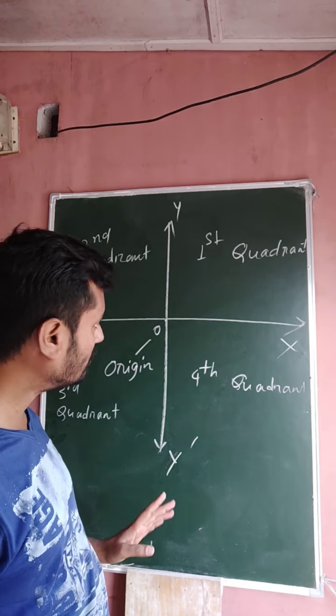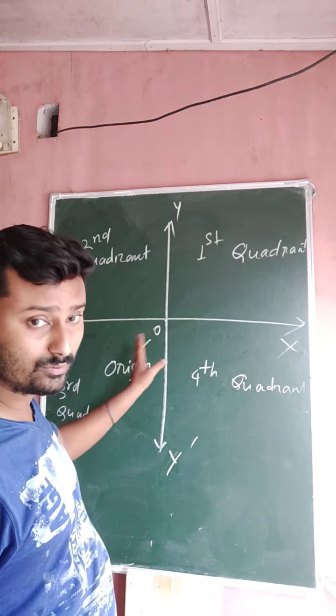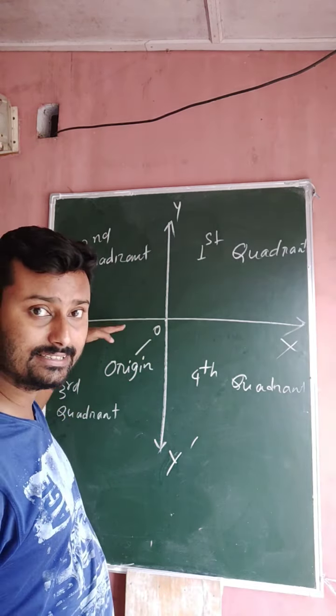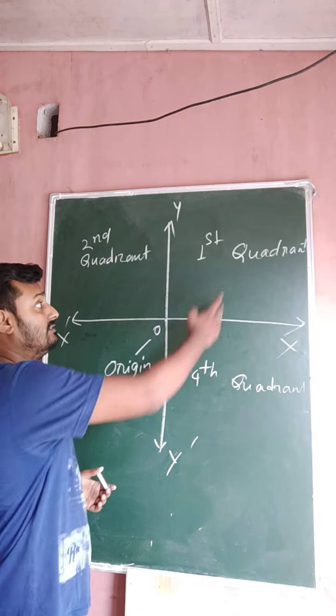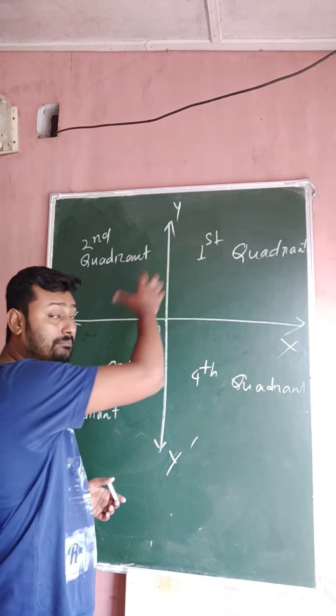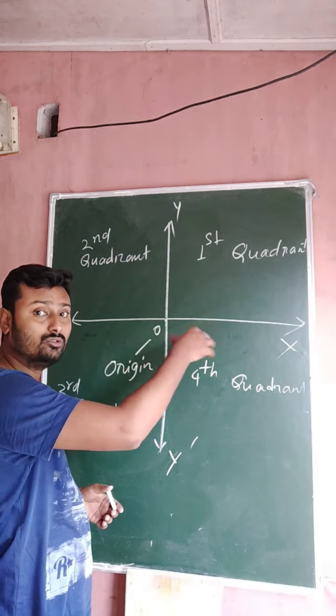Clear? So the first thing is that there are two axes. One is the horizontal axis, known as the x-axis, and the vertical is known as the y-axis, and both the axes intersect at a point, and that point is known as the origin and is denoted by the letter O. The two axes cut the plane into 4 equal parts, known as quadrants: the first, second, third, and fourth quadrant.